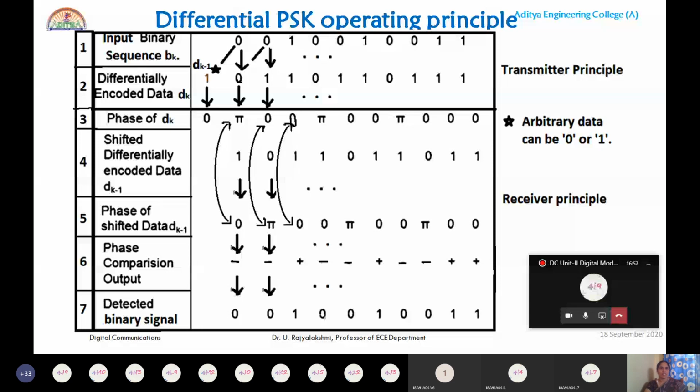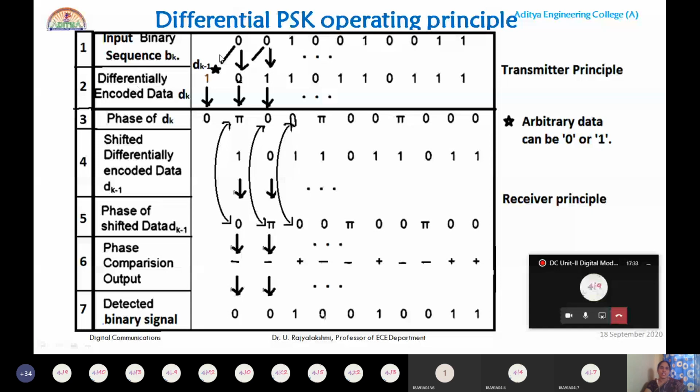Okay, so now what is the input binary sequence? It is 001, 001, 001 and 1. What is the transmitter principle? In DPSK, the transmitter principle is by comparing DK minus 1 with BK. If DK minus 1 is compared with BK, you will get the corresponding differential encoded data DK.